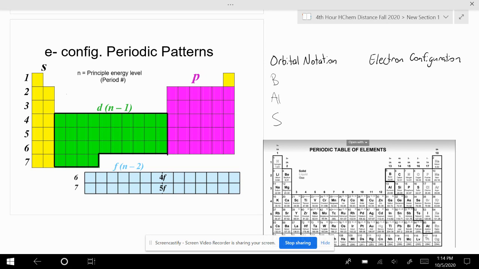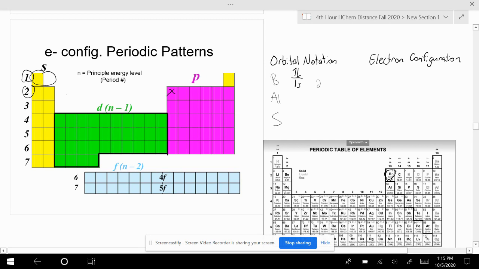So with boron, remember we always start at the lowest energy level. So we're going to start at energy level 1. We're always going to start in the S block. So our 1s orbital there: 2 boxes, so 2 arrows. We're going to go down. Boron is over here. So we need to get to this box right there.